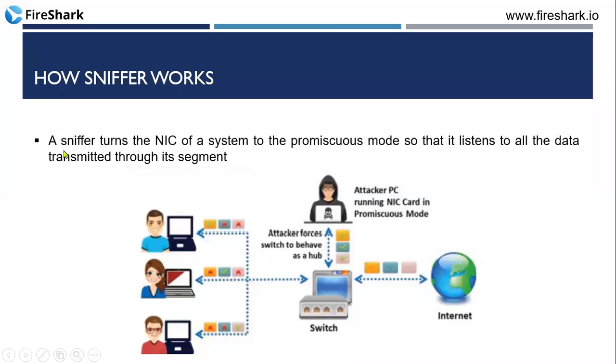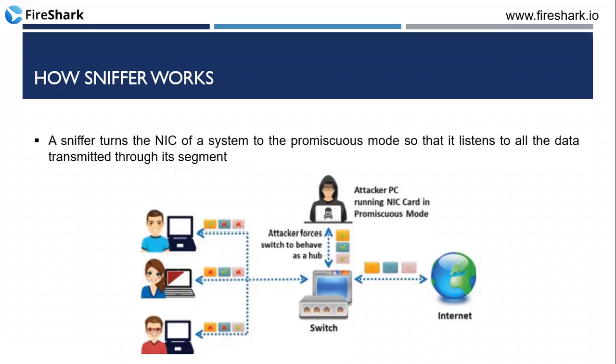Basically, a sniffer turns the NIC of a system to promiscuous mode. That is the mode where we either flood with MAC packets or ARP packets, or we also switch the Ethernet. There is another technique also, but we very rarely use it. The most used method is MAC flooding.